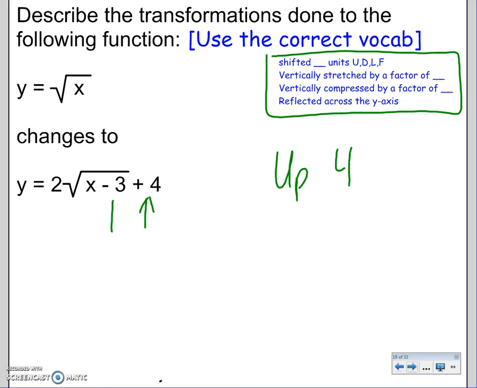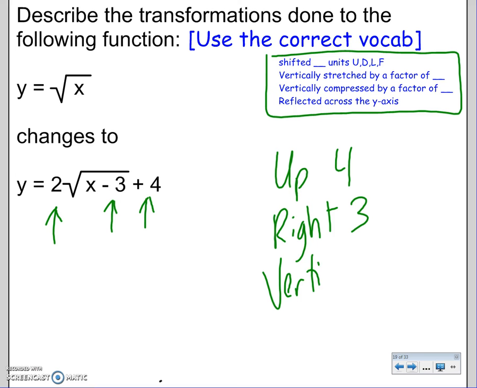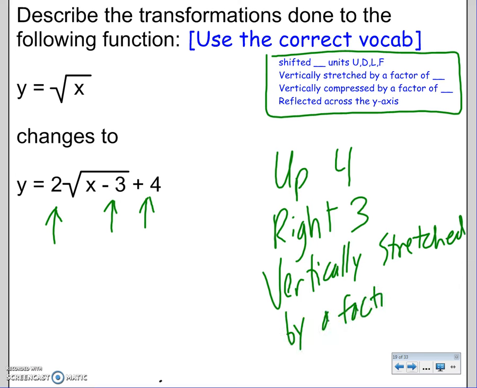That -3, that's inside with x, that's opposite. That means right 3, or correctly would be shifted 3 units to the right. That 2 makes it taller, or would be vertically stretched by a factor of 2.